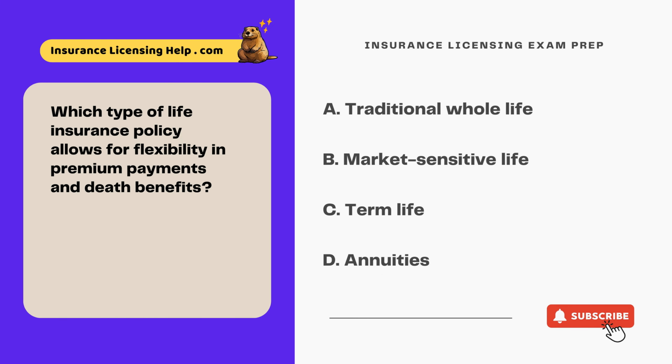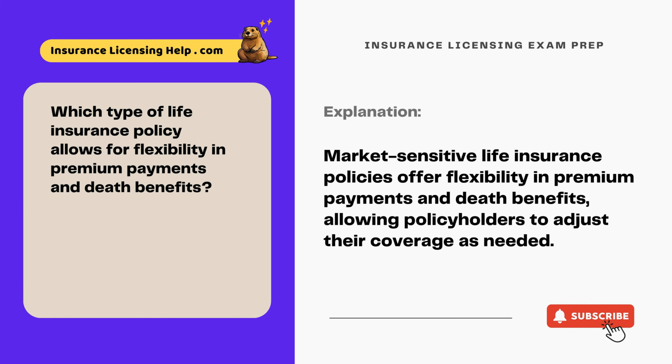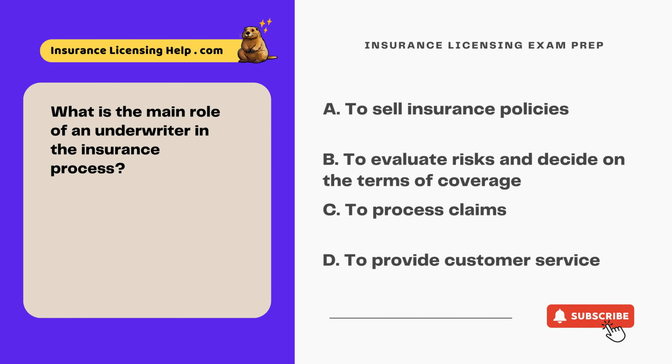Which type of life insurance policy allows for flexibility in premium payments and death benefits? A. Traditional whole life. B. Market-sensitive life. C. Term life. D. Annuities. The correct answer is B. Market-sensitive life. Market-sensitive life insurance policies offer flexibility in premium payments and death benefits, allowing policyholders to adjust their coverage as needed.